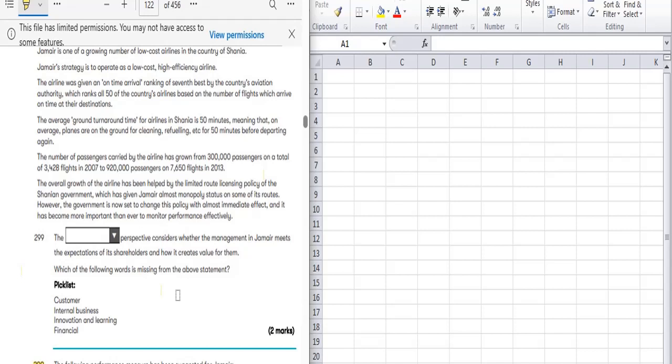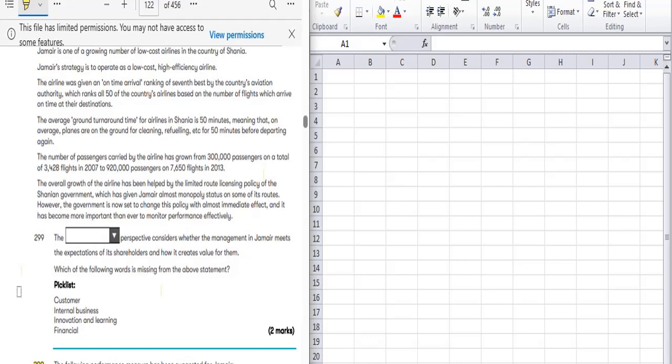Then comes the internal business perspective, where the business considers the processes in which it should excel. And the last is innovation and learning. It's all about the organization's capability to develop a new product or make changes to its existing one.